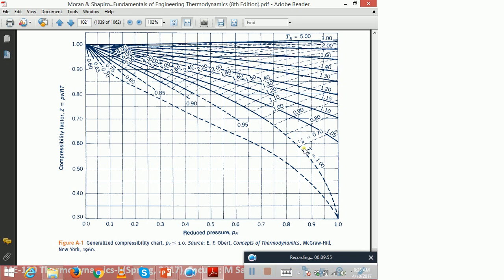Right? So just see that if you want to fix the pseudo-reduced specific volume, you need to travel along this line, and in that case your TR and your PR would change. Do you understand that? Okay. Yeah, this whole solid line represents the same value of pseudo-reduced volume. You can interpolate or you can approximate. Okay.